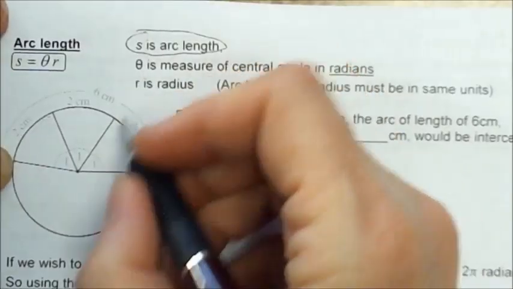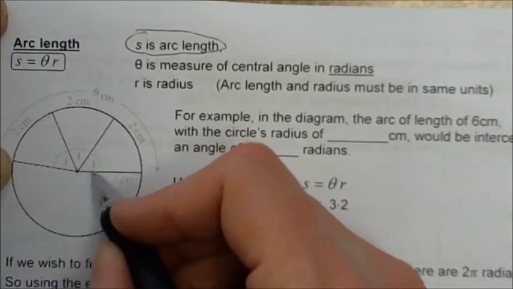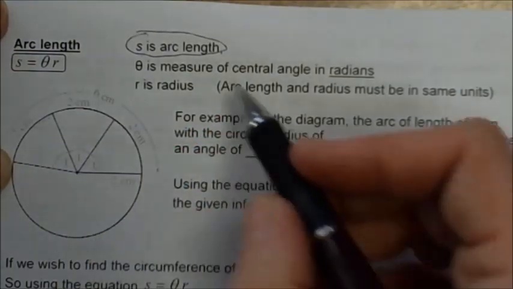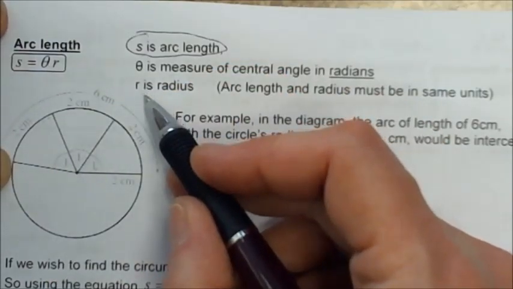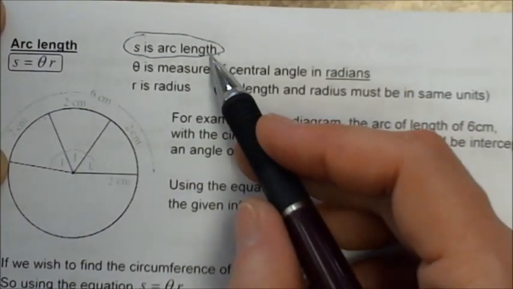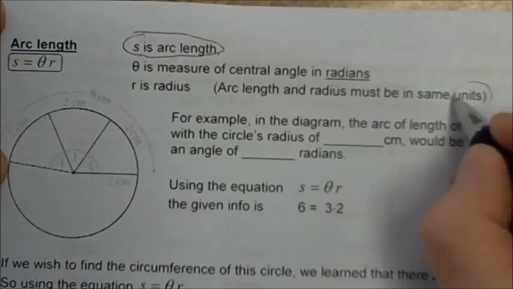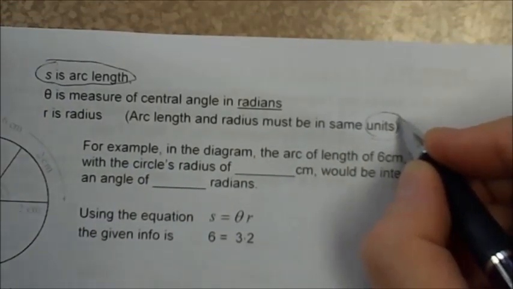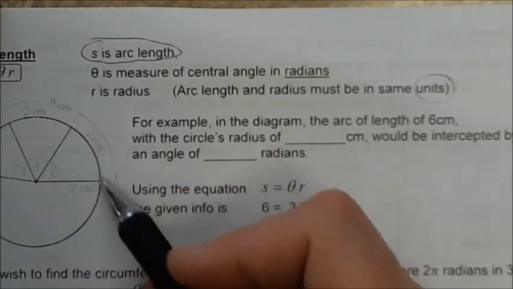So theta is this angle, and you can see right here we've got an angle that's measured in, this is 1 radian, here's another radian, here's another radian. So theta is the second part, and R usually stands for the radius of a circle. And remember, the arc length and the radius have to be in the same units. Units meaning centimeters, inches, feet, miles, whatever you're using, you have to make sure that they're both in the same units.